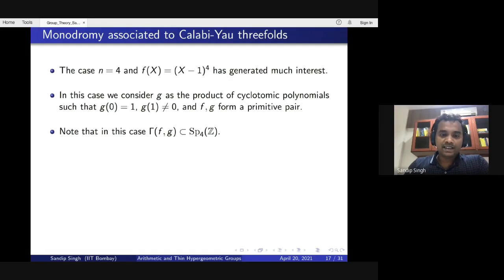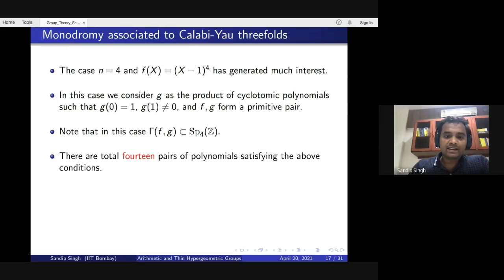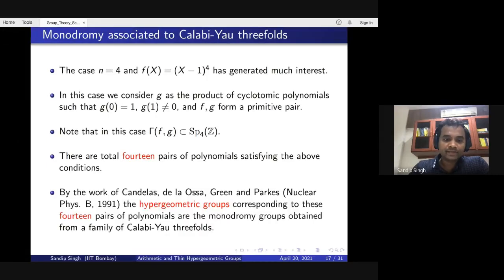Note that in this case, gamma f,g is of course a subgroup of Sp4(Z). And there are a total of 14 pairs of polynomials satisfying the above condition. Like f is fixed to be (x minus 1) to the power 4 and g is a product of all possible cyclotomic polynomials such that g(0) is 1 and g(1) is not equal to 0 and f, g form a primitive pair. So we get that there are 14 such possibilities. By the work of Candelas et al., the hypergeometric groups corresponding to these 14 pairs of polynomials are the monodromy groups obtained from a family of Calabi-Yau threefolds.